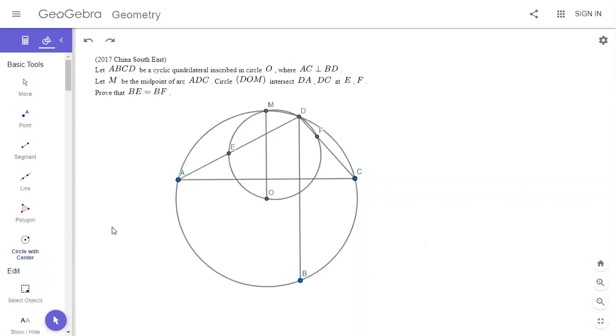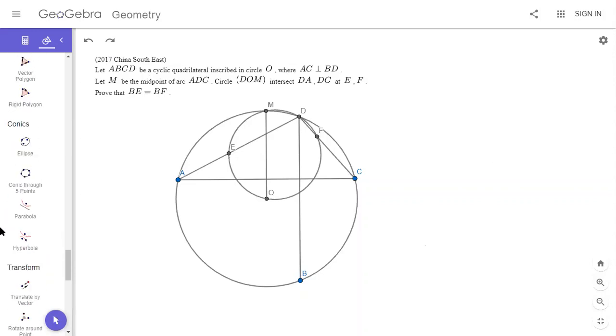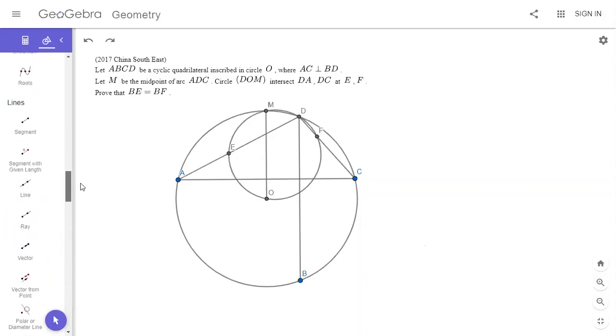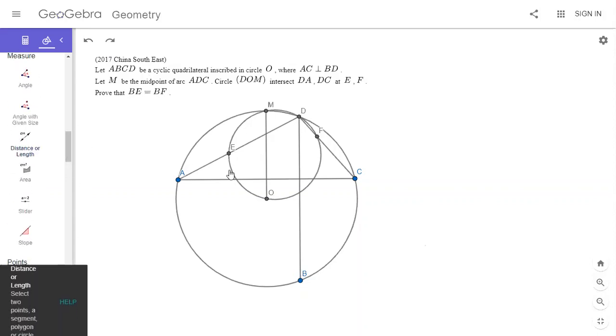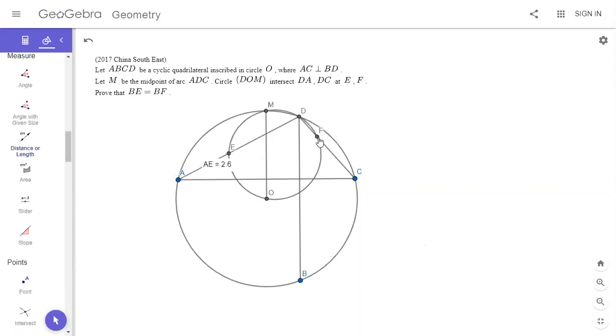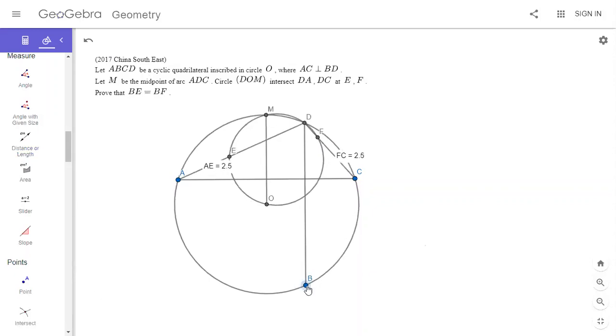Is AE equal to FC? Let me check that. Where's my measure? 2.6. Yes. Oh man, I'm getting good at this.